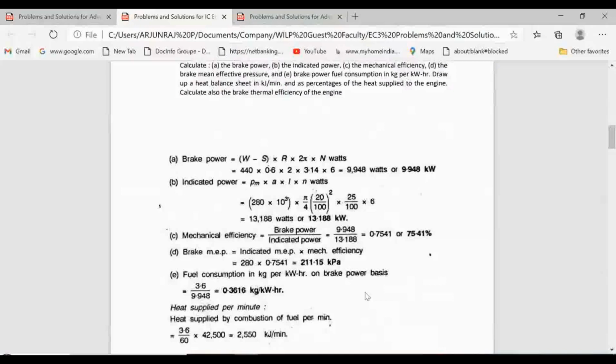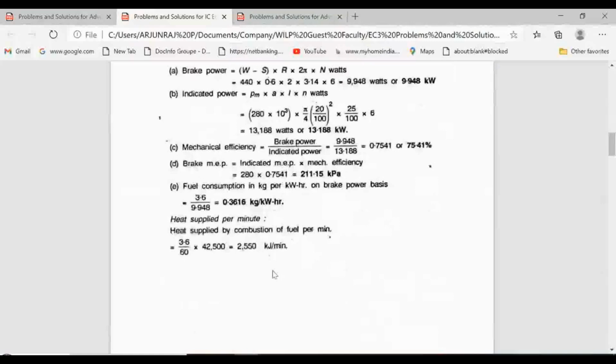Now what is important is, in the last problem we have seen the energy supplied and the energy distributed. Heat is a form of energy. Work is also a form of energy. So now I am expressing the energy in terms of heat. What is the heat supplied by the combustion of the fuel per minute?